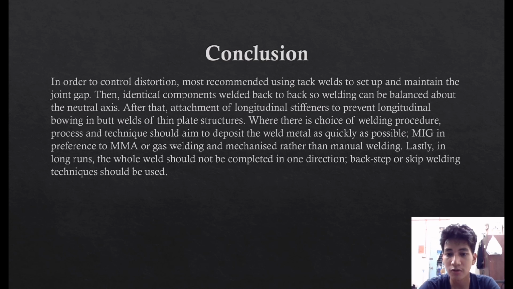Where there is a choice of welding procedures, process and technique should aim to deposit the weld metal as quickly as possible. MIG in preference to MMA or gas welding can mechanize rather than manual welding. Lastly, in a long run, the whole weld should be completed in one direction. Backstep or skip welding technique should be used.